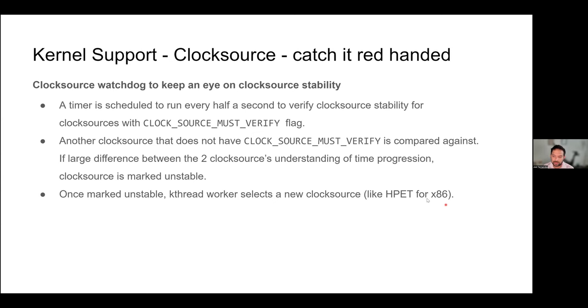There is a rating field for each clock source, which tells you how good the clock source is. And the kernel chooses the best clock source from all of them. Some of it is hardware dependent. You can look at SysFS and see all the available clock sources and things like that. It's all available.